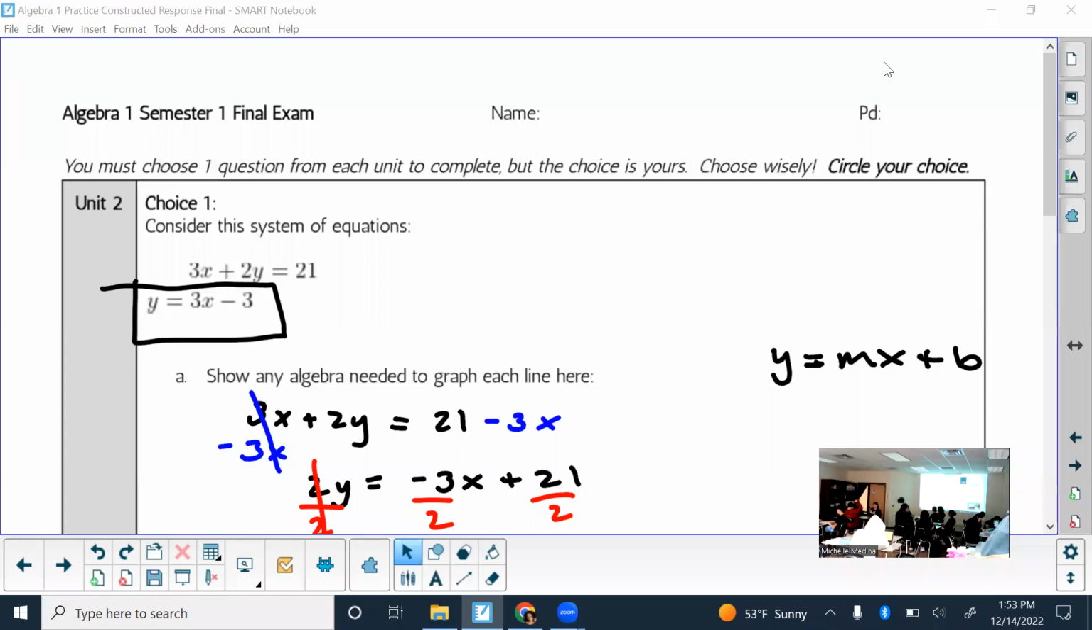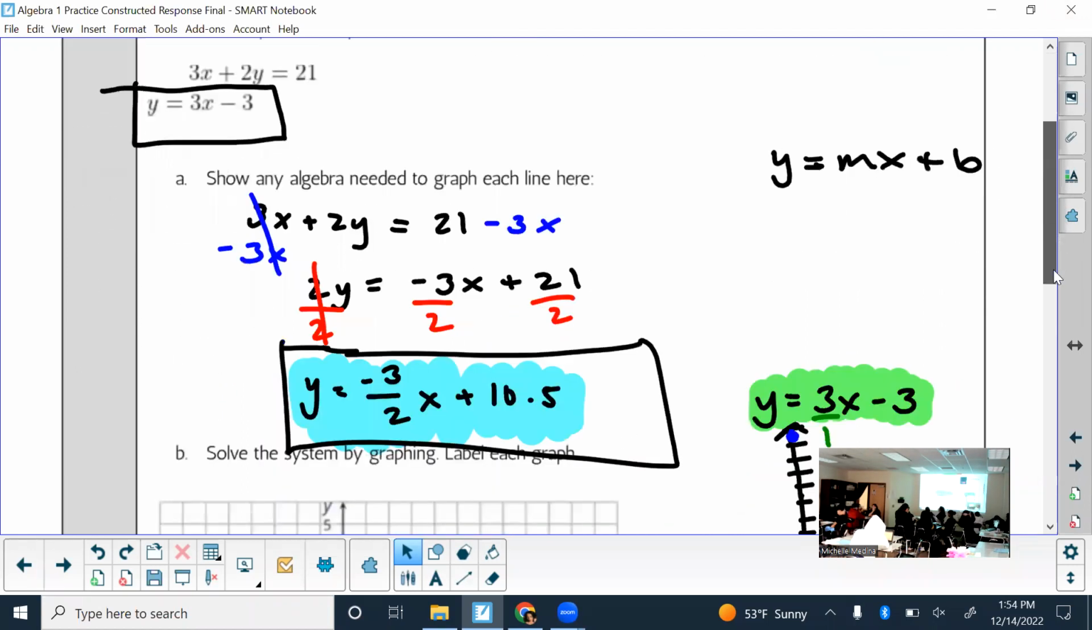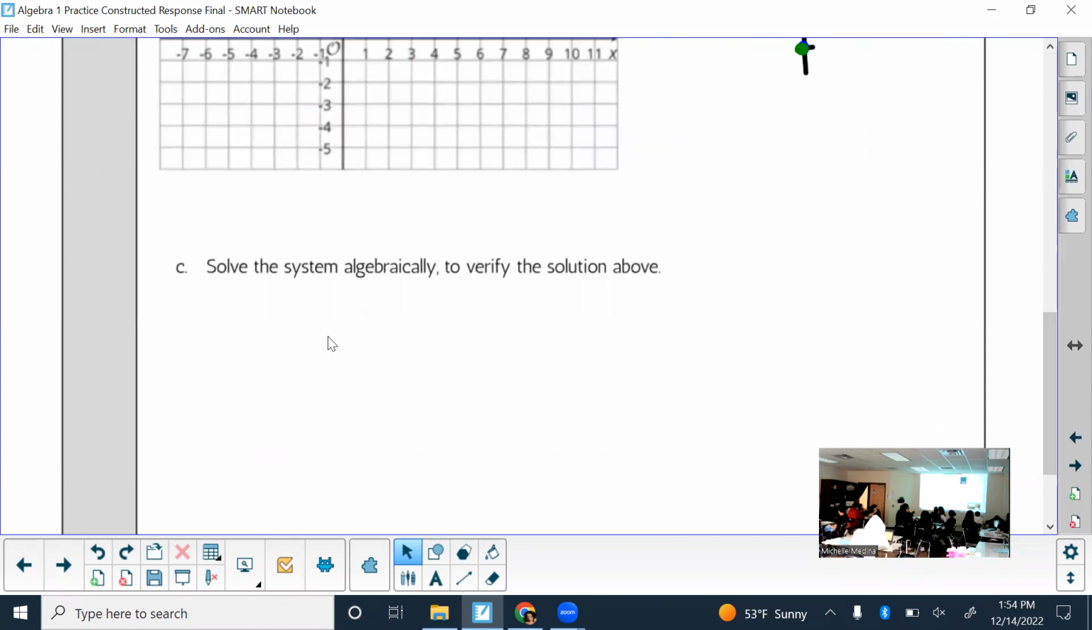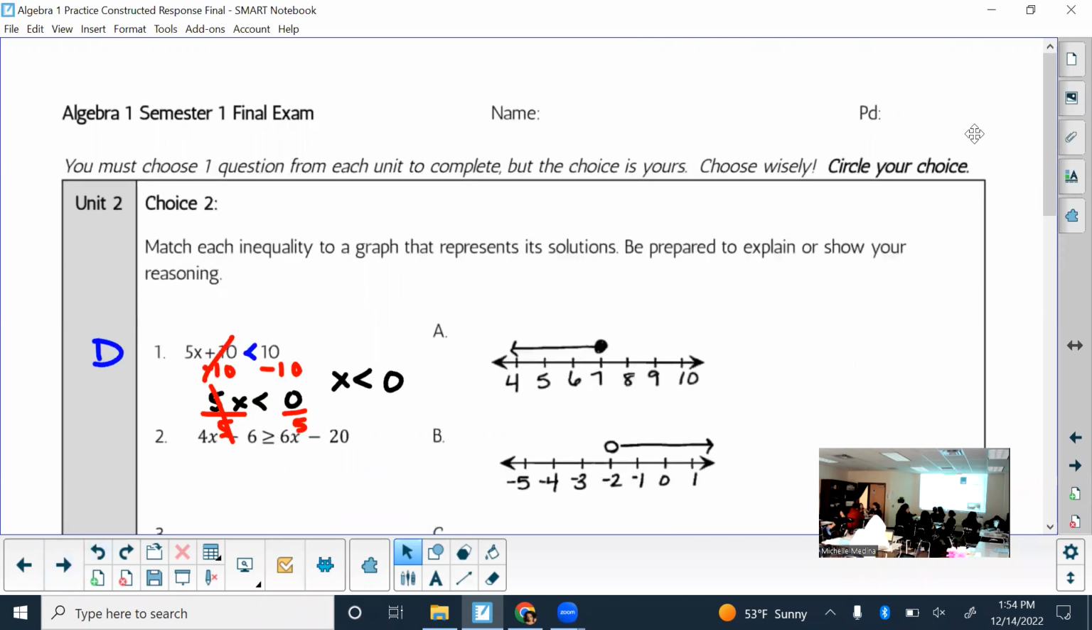Right, but for unit 2 on the constructed response, you have two choices. You could solve a system by graphing, and you would have to know the algebra for how to graph it by hand, and then how to verify it with another method. That's not on your packet. This one is on your packet.